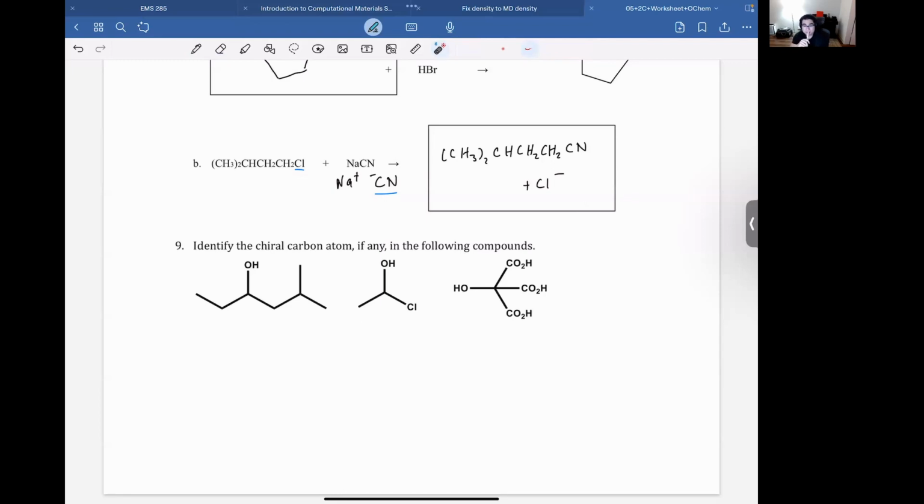Usually it swaps. For number 9, it says identify the chiral carbon atom, if any, in the following compounds. So for a chiral carbon, you need 4 uniquely attached groups. This does also imply that you need a tetrahedral geometry. You can't have trigonal planar, you can't have linear, it has to be tetrahedral.